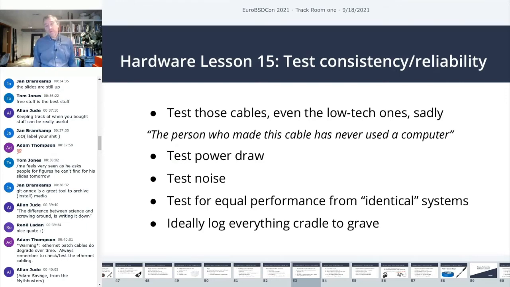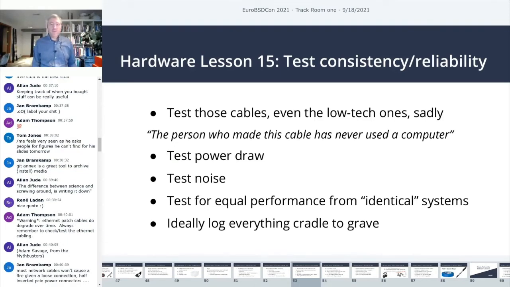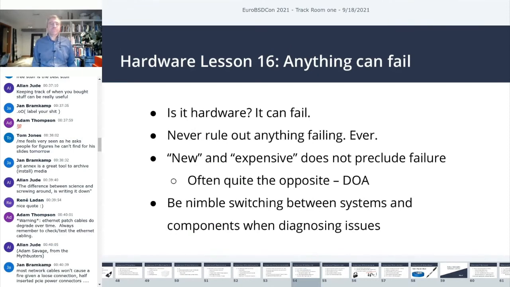Check for noise. Noise can be a warning of bad things. It can be a warning of, oh, you bought the wrong model, you name it. So just test. You will learn. Whenever there are identical systems, verify that, because you never know. Anyway, ideally, you log things cradle to grave from the moment it arrives, and you document the warranty from day one, and you have a plan for it years later at that recycling center.